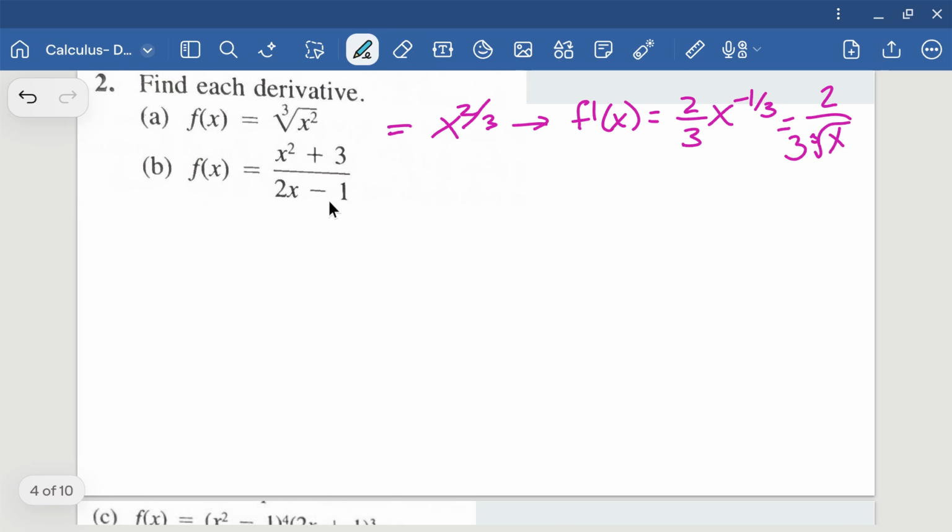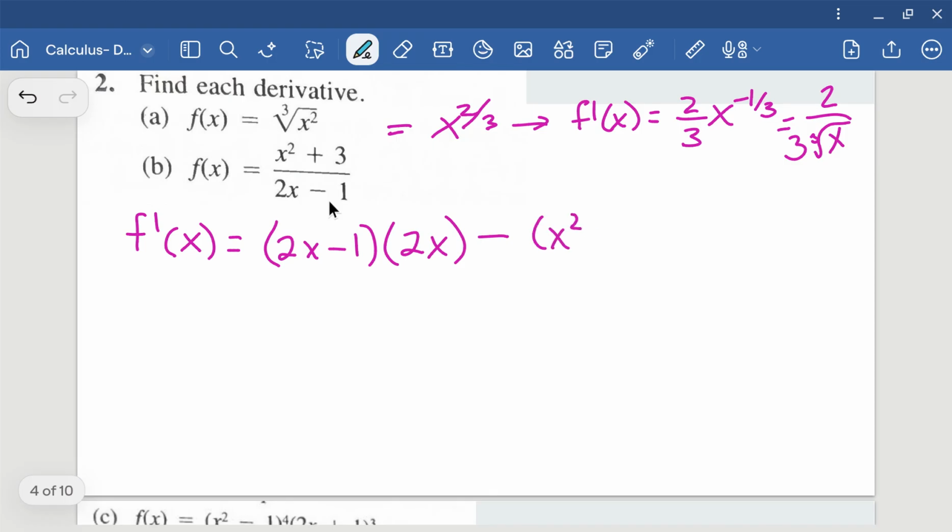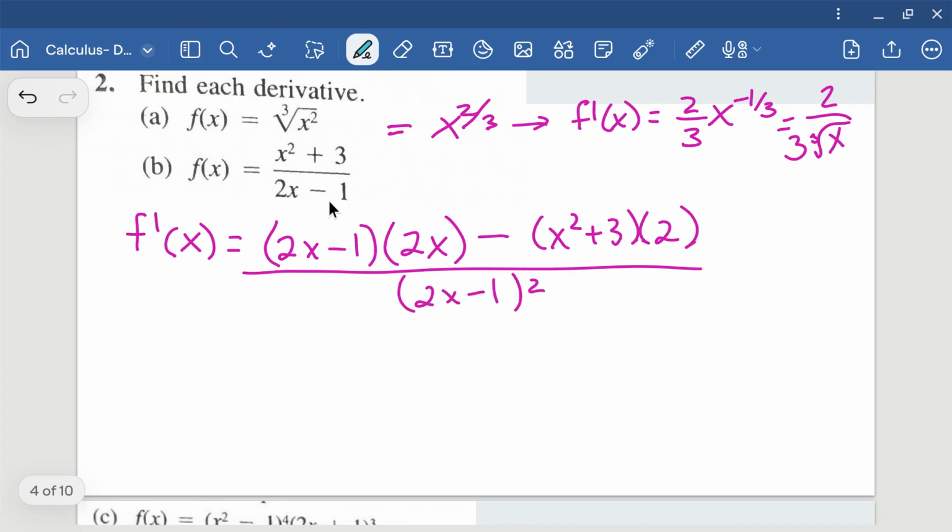The second derivative, which we're calculating in B, is using your quotient rule. So when you're looking at your quotient rule, you take the denominator, just as it is, so 2x minus 1, and multiply it by the derivative of the numerator, which is just 2x. Then you subtract your numerator, just as it is, so x squared plus 3, and multiply it by the derivative of the denominator, which is 2. Then this is all over the denominator, but that's squared. So that's as far as we can take it, but what we can also do is simplify the numerator.